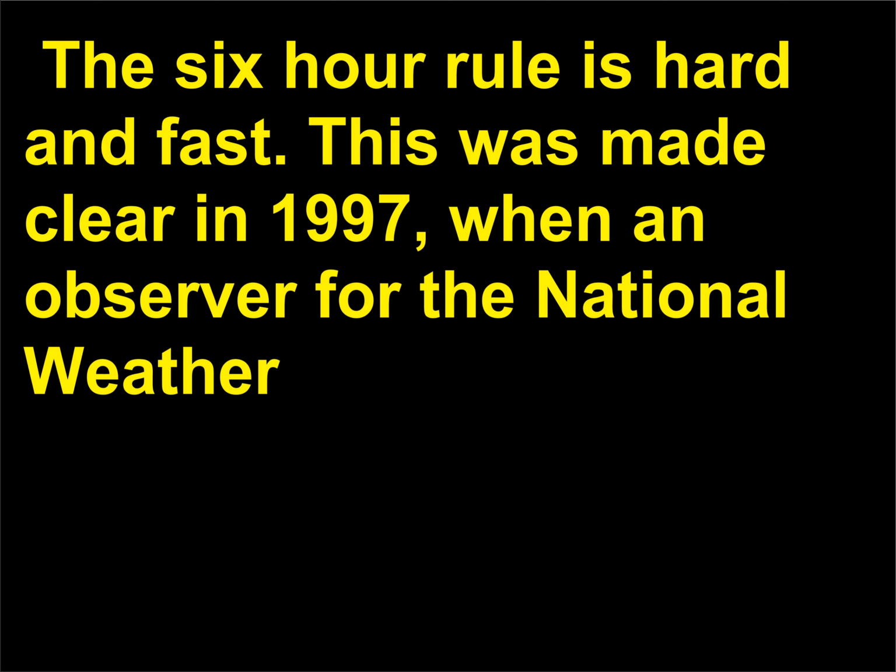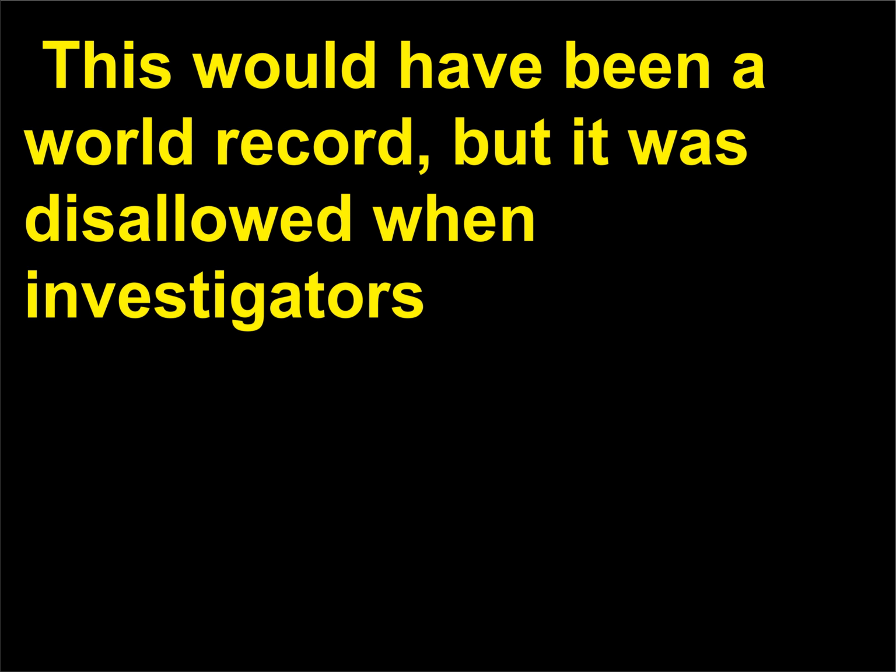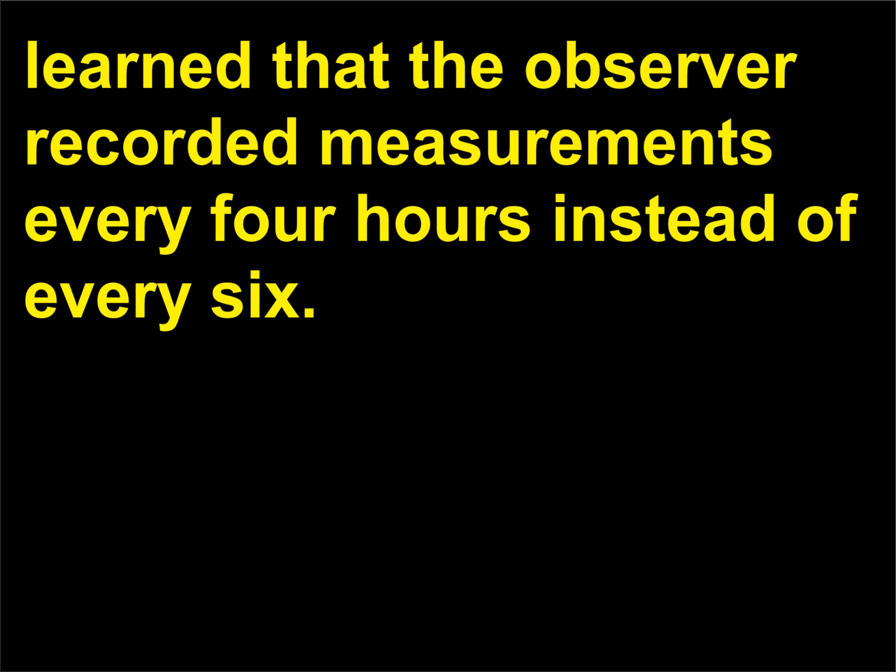This was made clear in 1997, when an observer for the National Weather Service recorded a snowfall of 77 inches, 196 centimeters, in Montague, New York, within a 24-hour period. This would have been a world record, but it was disallowed when investigators learned that the observer recorded measurements every 4 hours instead of every 6.